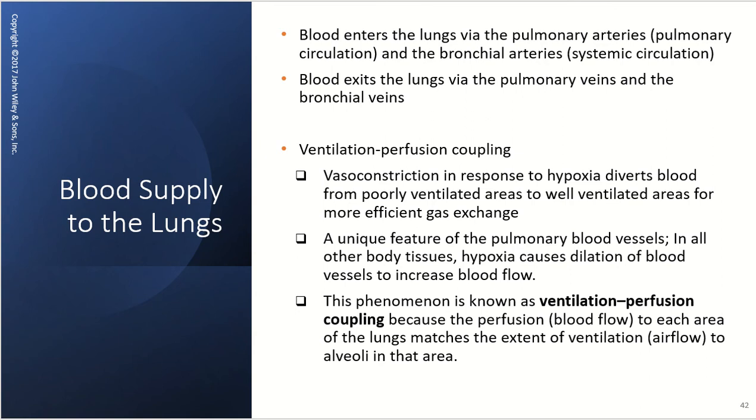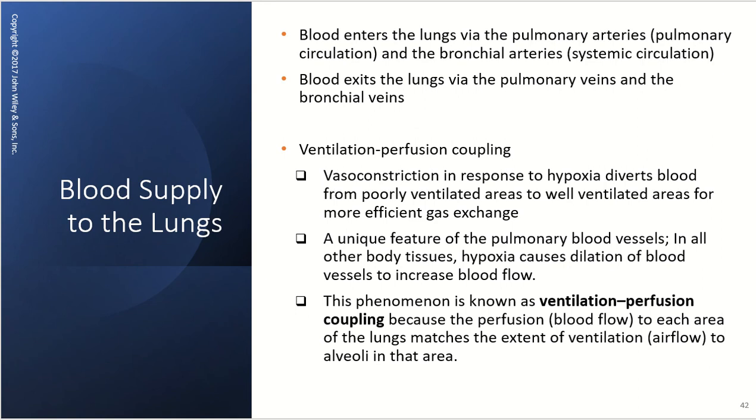Vasoconstriction in response to hypoxia is going to divert blood from poorly ventilated areas into well-ventilated areas, and this is going to allow for more efficient gas exchange. The vasoconstriction that we have during hypoxia is a unique feature of the pulmonary blood vessels. In all other tissues of the body, hypoxia is going to cause dilation of blood vessels to help increase flow, but remember it's the opposite in the pulmonary circulation.